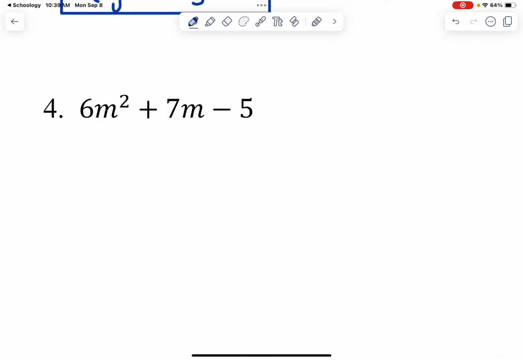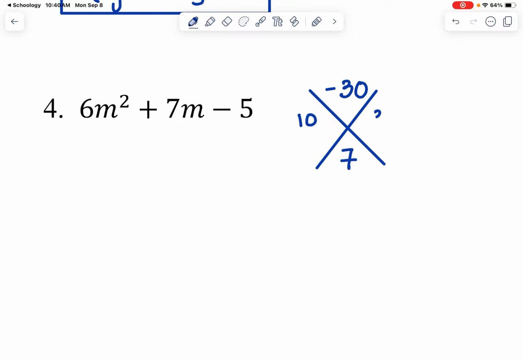There is not a GCF here, so I'm gonna use my organizational X to factor this. A times C goes up top. 6 times -5 is -30. B goes down below, which is 7. I'm looking for 2 numbers. When I multiply them, I get -30, and when I add them, I get 7. So that is 10 and 3. I'm going to make the 3 negative so that when I add them, I get +7.